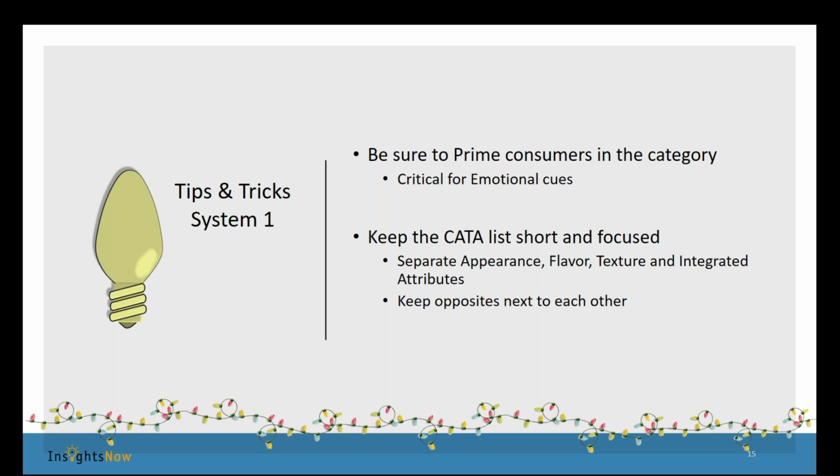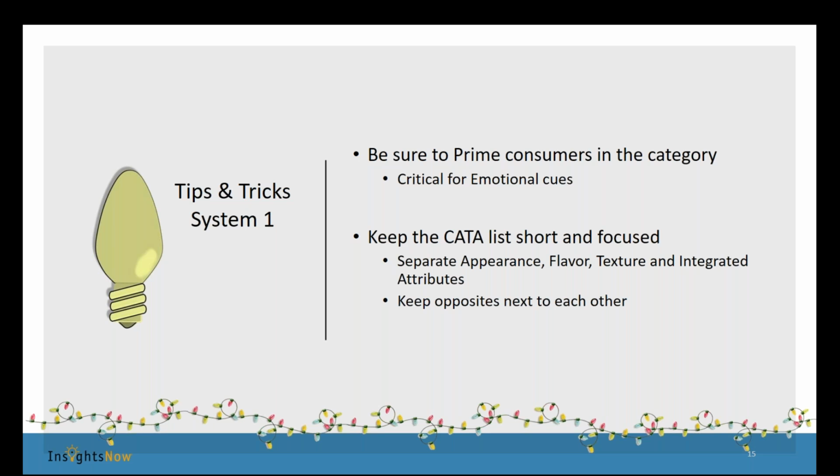So priming is pretty important to us from a behavioral standpoint, to make sure that we're getting consumers really thinking about and engaging in their understanding of this product and this category so that we can get the best results possible. When creating CATA lists for System 1, more, shorter lists are appropriate. We want to keep that quick System 1 response.